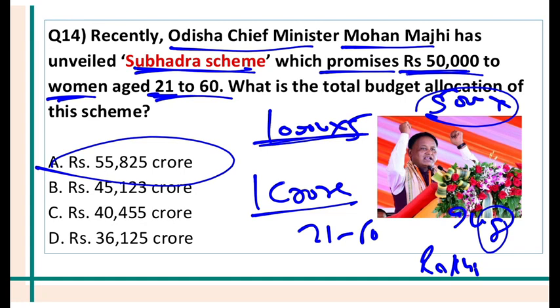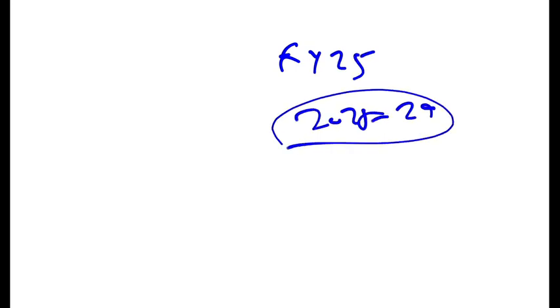So the scheme will start this year itself, that is financial year 25, and it will run all the way till 31st March 2029. 50,000 rupees in your bank account, right?